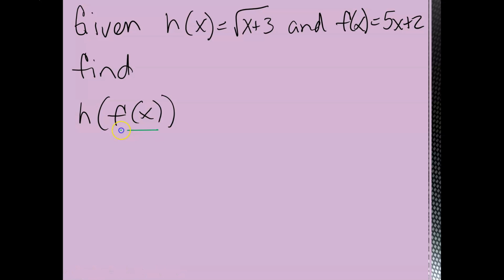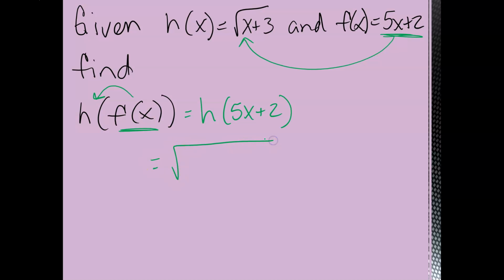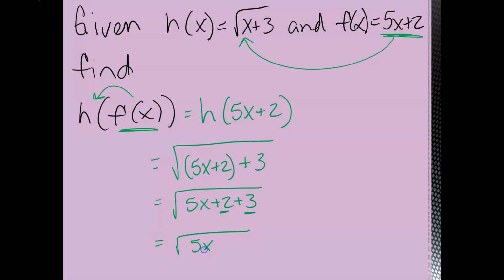Next one is where I'm going to take the f function and plug it into the h function. So I'm going to take this function and plug it into this function. So I'm going to have h of 5x plus 2. So I'm going to take all of h's x's and replace them with 5x plus 2, and then I have the plus 3. I don't need those parentheses. There's nothing to distribute or clean up, so I'm just going to have 5x plus 2 plus 3. The 2 and the 3 added together will give me 5. And there's nothing else I can combine, so that's my final answer. Okay? All right.